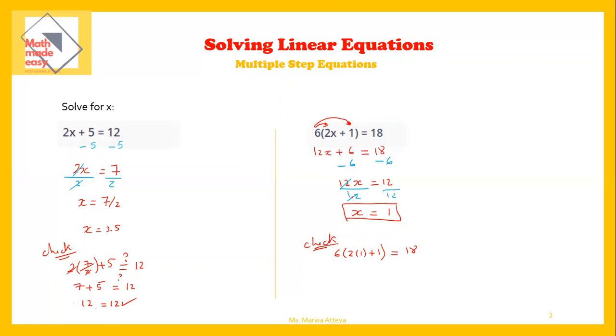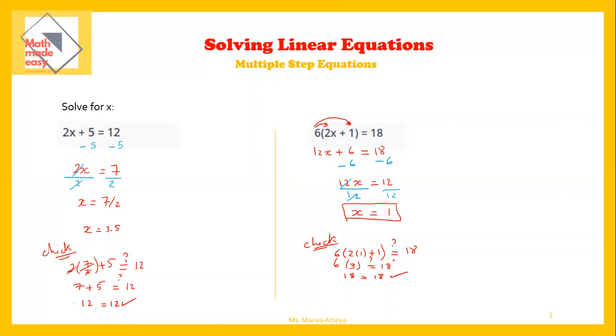Now, we substitute x equal to 1. 1 times 2 is 2. 2 plus 1 is 3. We're not sure yet, but 6 times 3 is 18, and 18 is equal to 18. So yes, my calculations are correct.